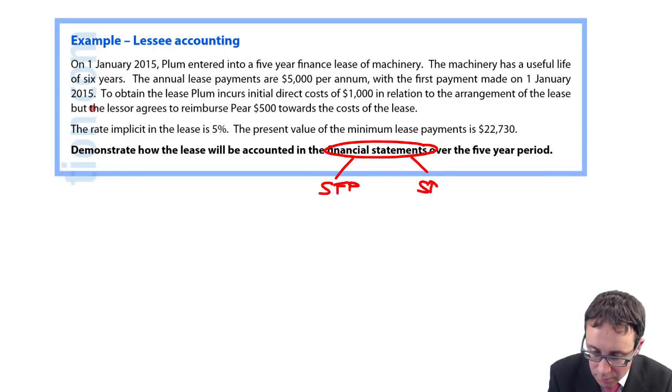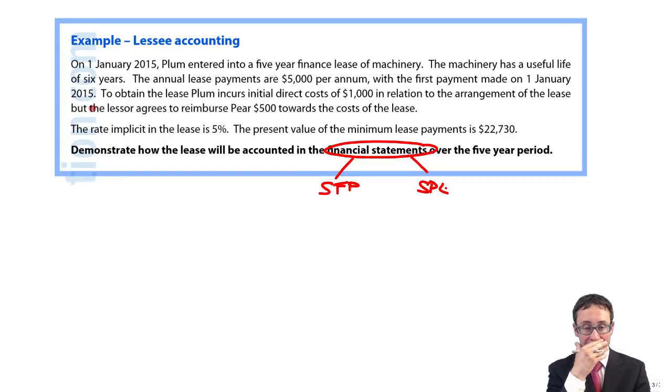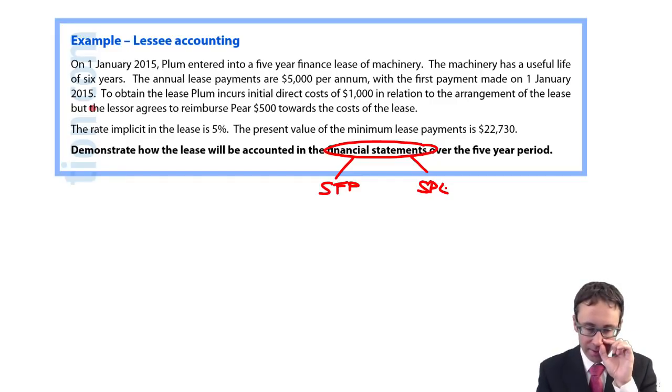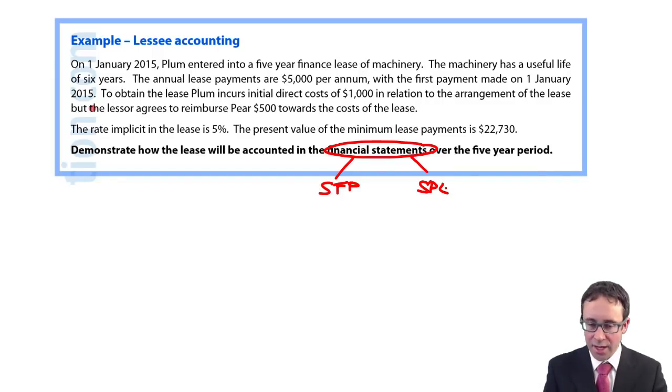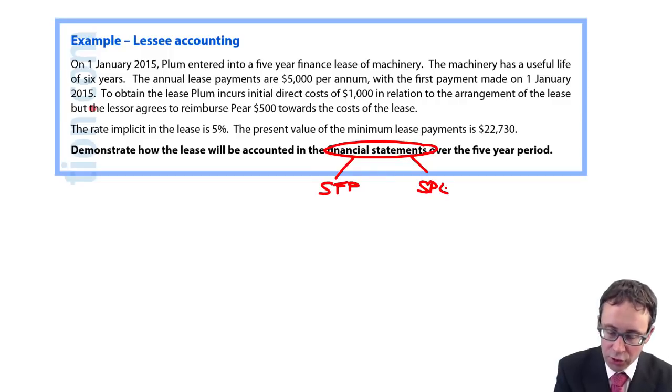And is it statement for profit or loss? Okay. And what does it go through and say there? It says on the 1st of January 2015, Plum entered into a 5-year lease of machinery. The machinery has a useful life of 6 years. So whenever we're doing any depreciation, it will be over the shorter period, which is 5 years.